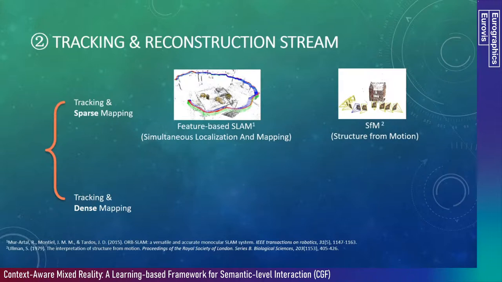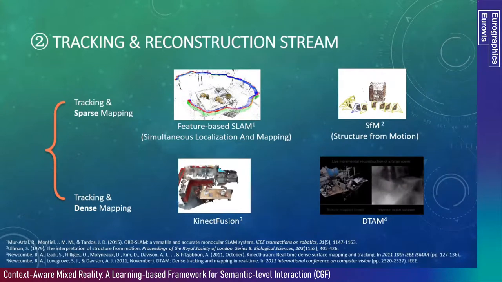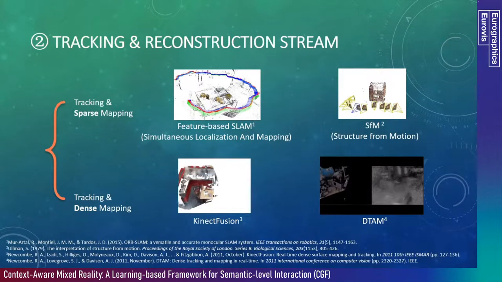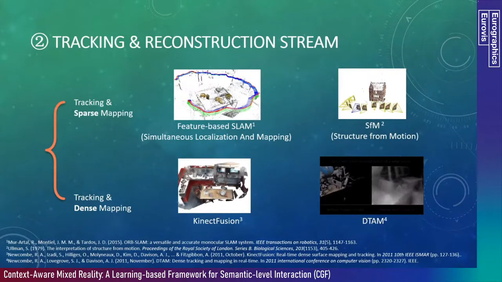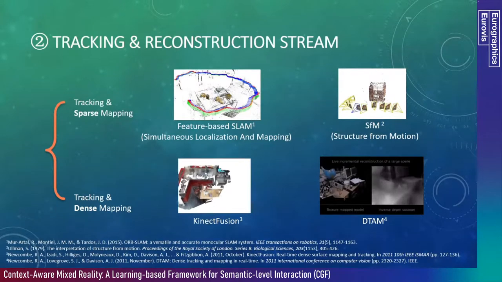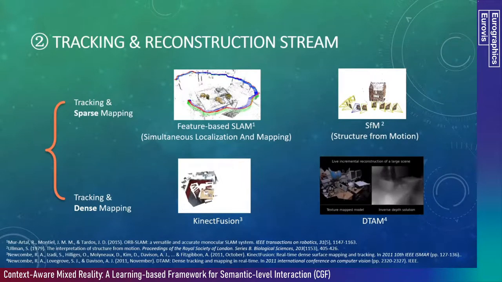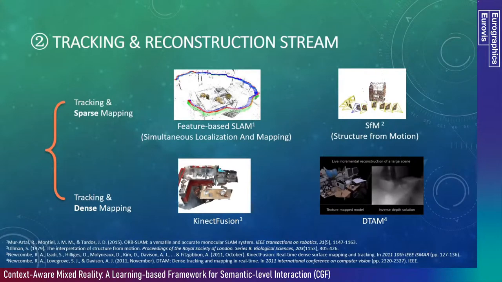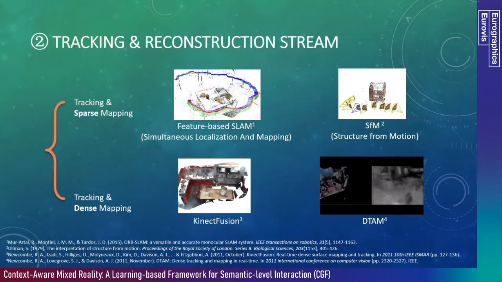But there are other methods that can reconstruct the dense map, such as the Kinect Fusion system, which uses the Kinect to reconstruct the dense map of the environment and at the same time recover the camera poses. There is also a more advanced monocular dense mapping and tracking system called DTAM. However, the real-time performance and the quality is not as good as Kinect Fusion because Kinect Fusion uses a more advanced camera, the Kinect, that can get the depth map directly.